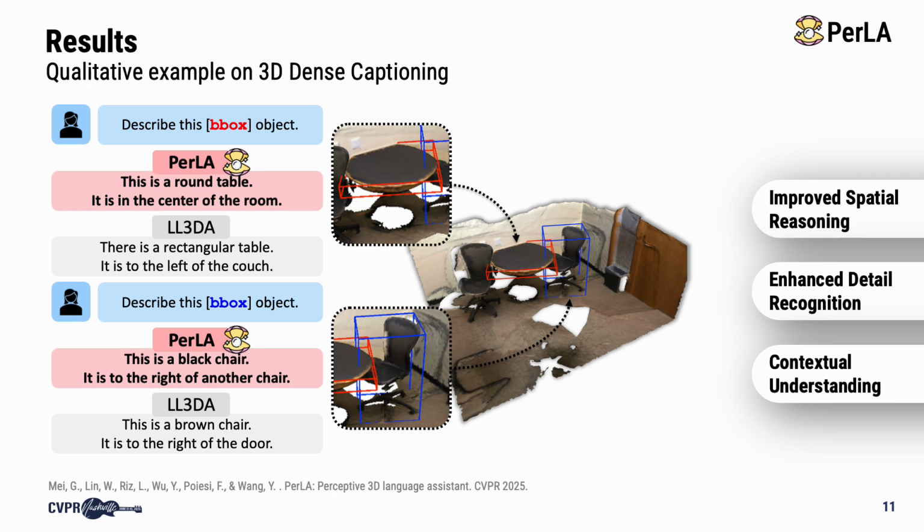For dense captioning, PerLA generates richer, more spatially aware descriptions. It can distinguish object types, orientations, and relations to nearby objects, details often missed by baseline methods.